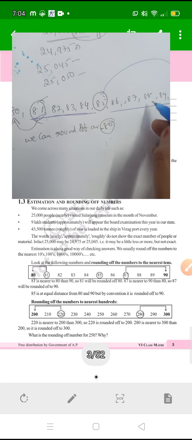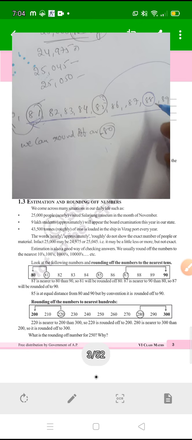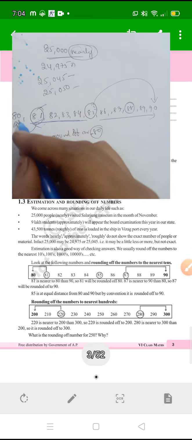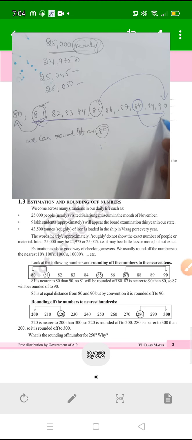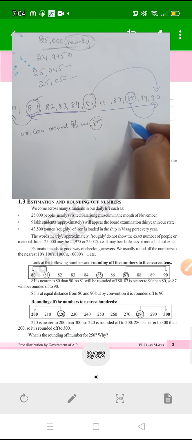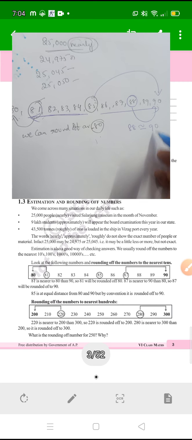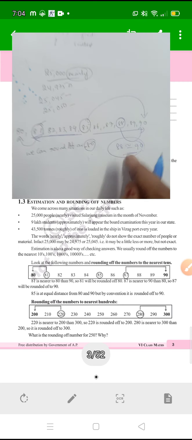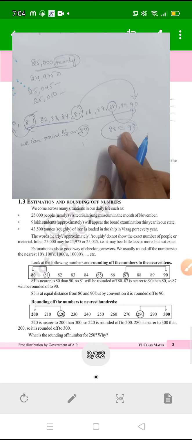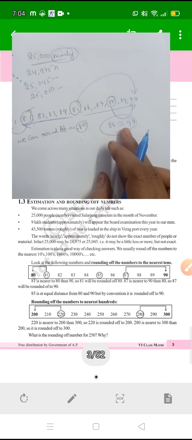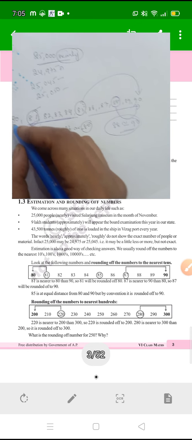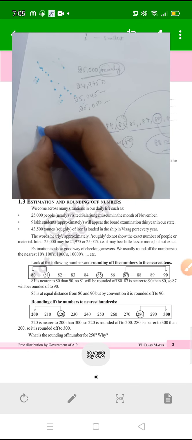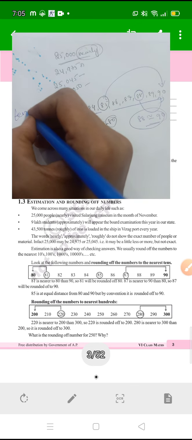Next, move to 88. Is 88 nearer to 90 or 80? It is nearer to 90. So you should take the approximate value of 88 as 90. You should round off to 90. This is rounding of the numbers to the nearest values, here for the tens.